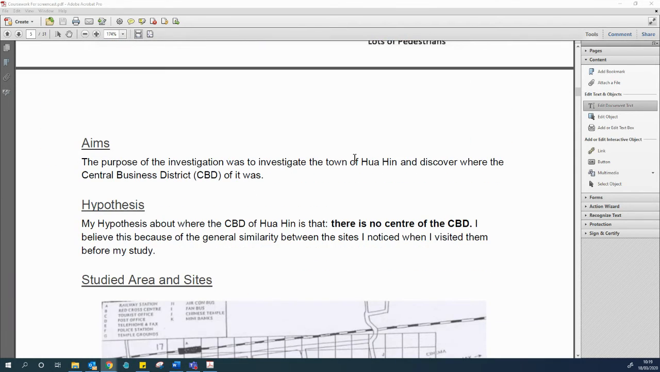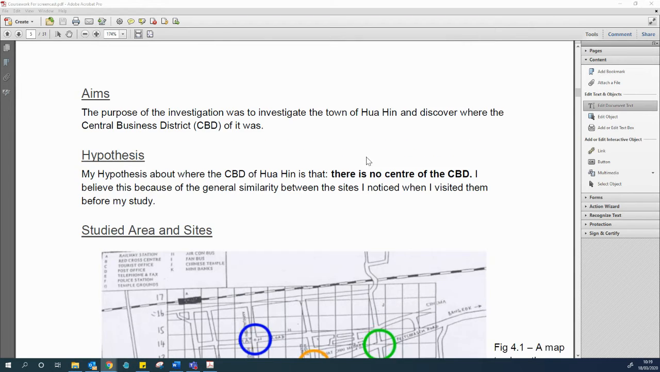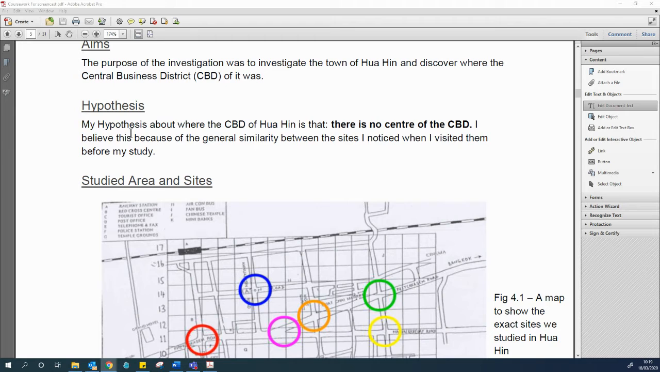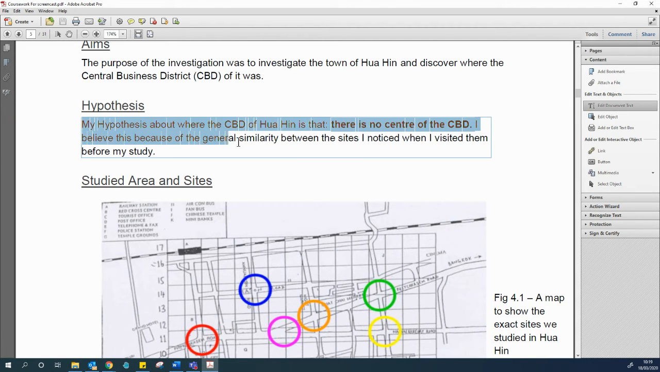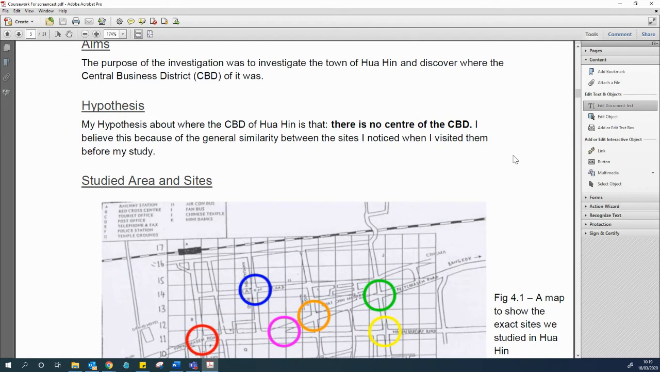The purpose is to investigate where the center of Hua Hin CBD is, and then you'll have your hypothesis. Now, what this doesn't do is it states the hypothesis, right? There is no center to CBD for this student. That's what he thought. That doesn't mean to say that's the one you're going to use. Remember, it could be site 4 is the center of Hua Hin CBD, or it could be the fact that you think it's got 2 sites. These are, for example, site 2 and 3.